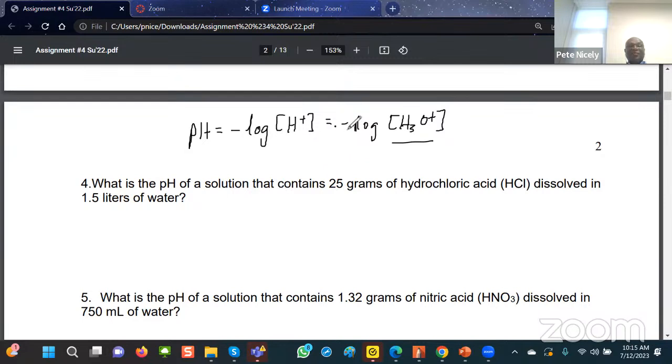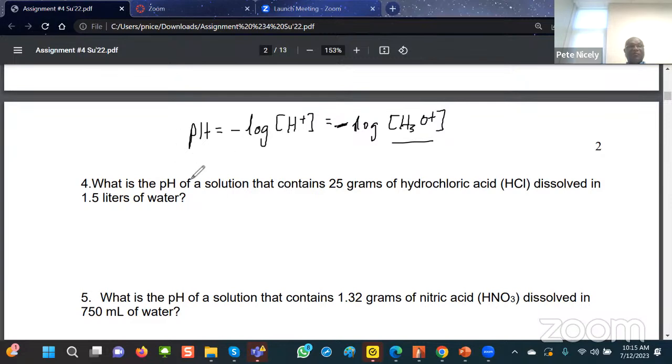Basically, you'll notice that there's a negative sign here, which indicates that the higher the concentration of the hydronium ion, the lower will be the pH, right? So what this is saying is that the greater the acidity of an aqueous solution, the lower will be the pH. So low pH corresponds to high acidity, and high pH corresponds to relatively low acidity, all right?